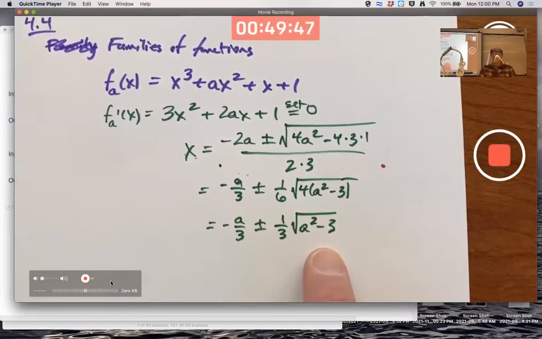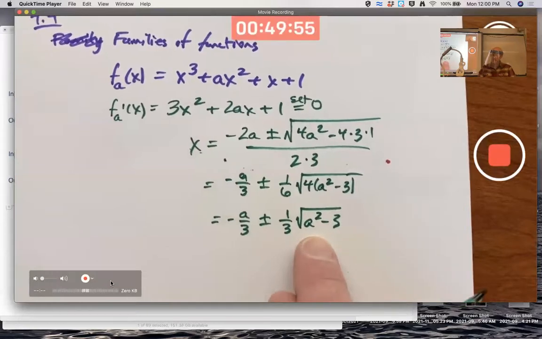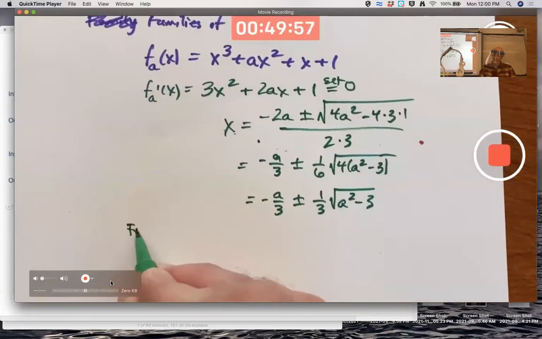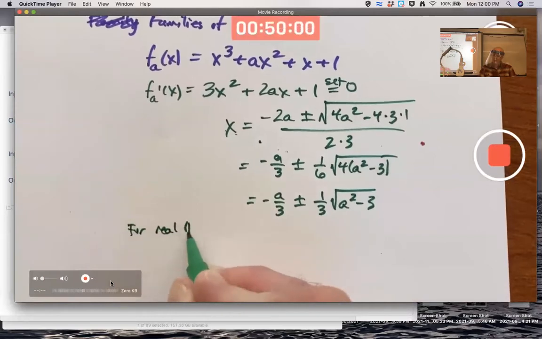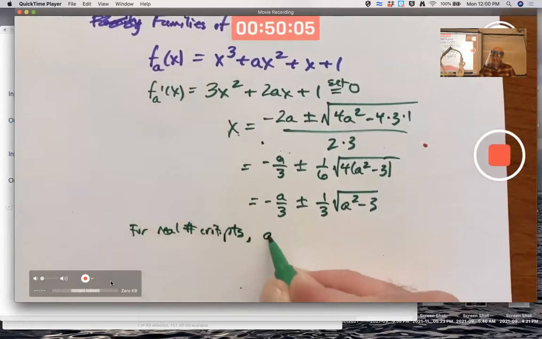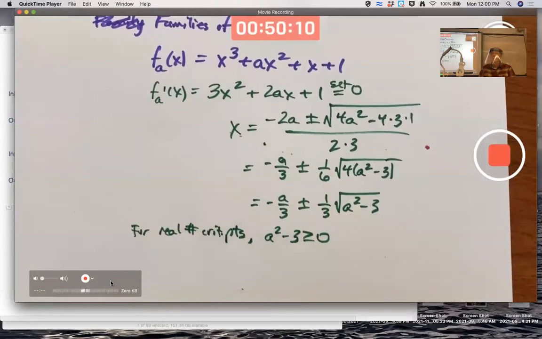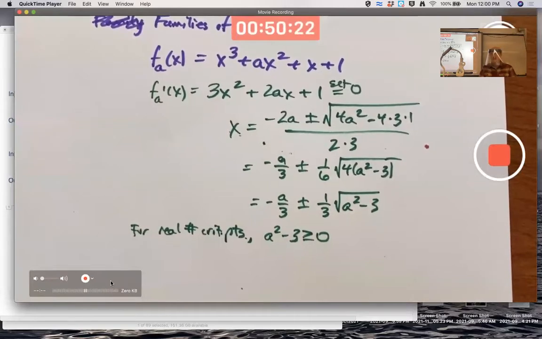Why would we want to deal with imaginary numbers in other classes? Because they end up being useful. That's why. But in this class, they're not so useful for us. So we don't want imaginary numbers there. For real number critical points, we require A squared minus 3 to be greater than or equal to 0. For real number critical points, not imaginary number or complex number critical points. We don't know how to deal with those. They can be dealt with in a subject called complex analysis, but that's way beyond this course.